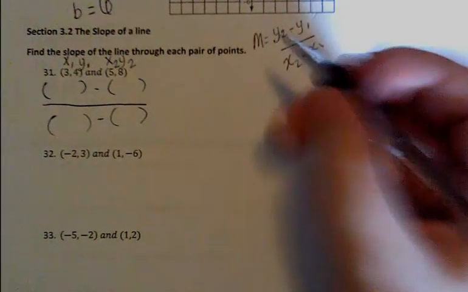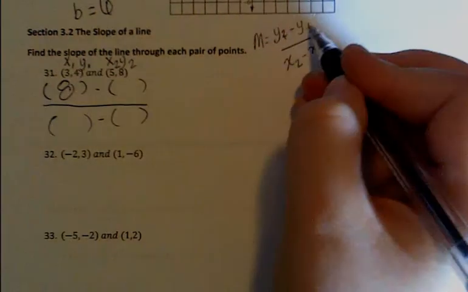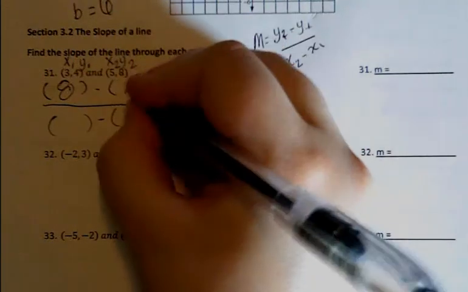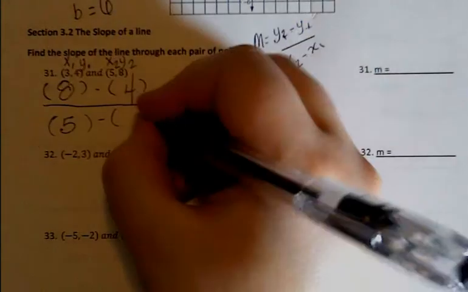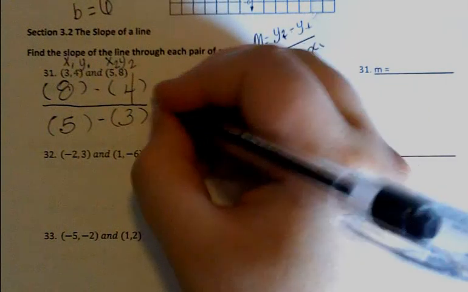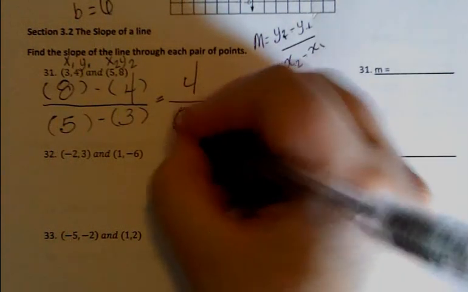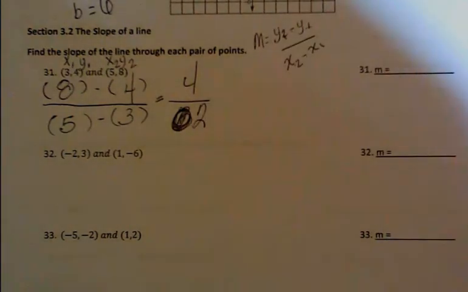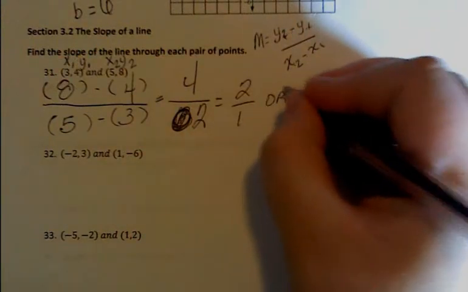So y2 was 8, y1 was 4, x2 was 5, x1 was 3. Then you subtract. 8 minus 4 is 4. 5 minus 3 is 2. And 4 divided by 2 is 2 over 1 or a 2.